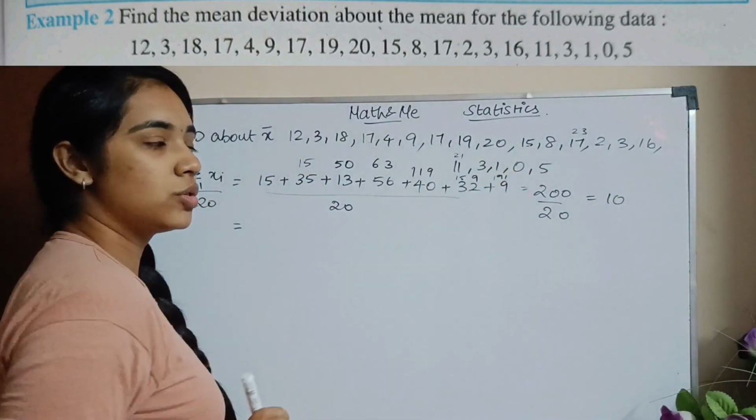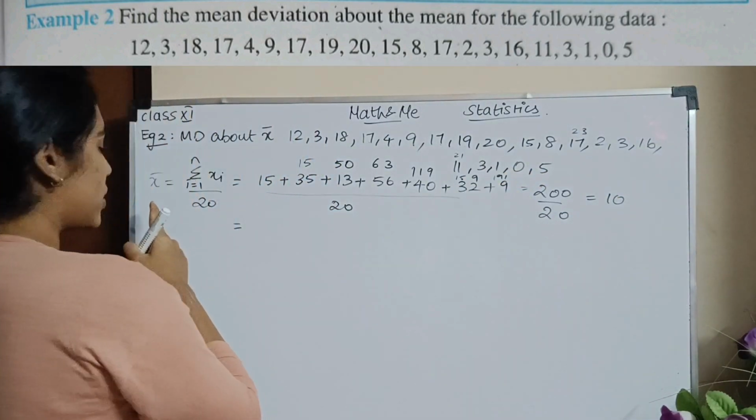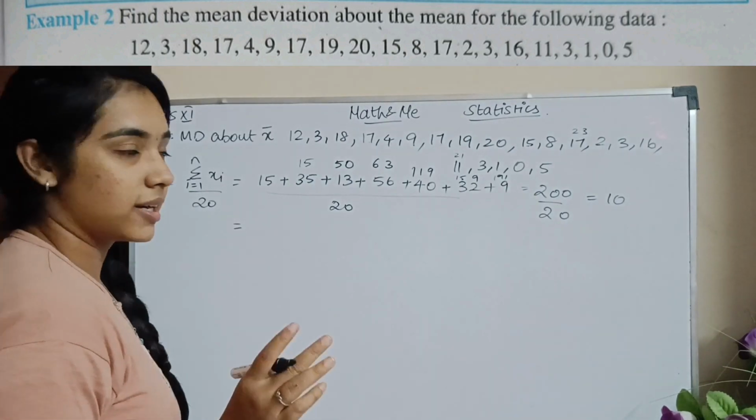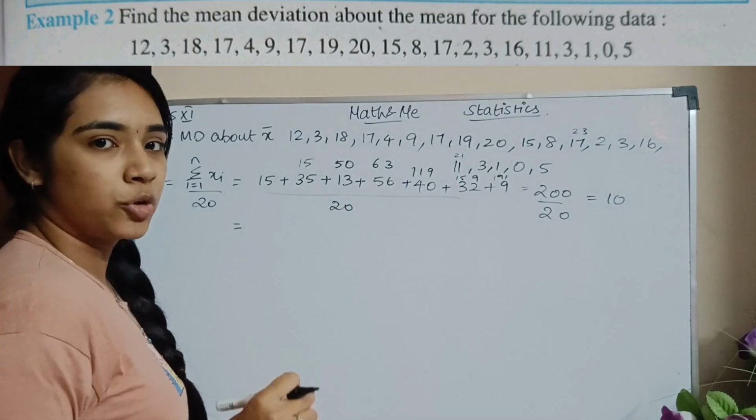The zeros cancel, 2 tens are 20. So I found out what my mean value is: 10. There is no space on this board to draw a tabular column, so I'm going to subtract for each and every value and write it.